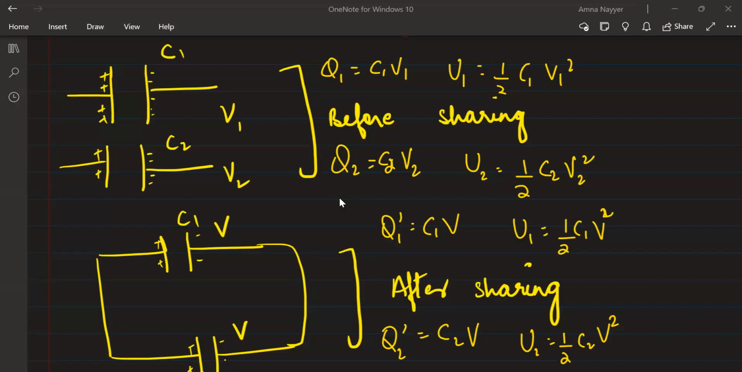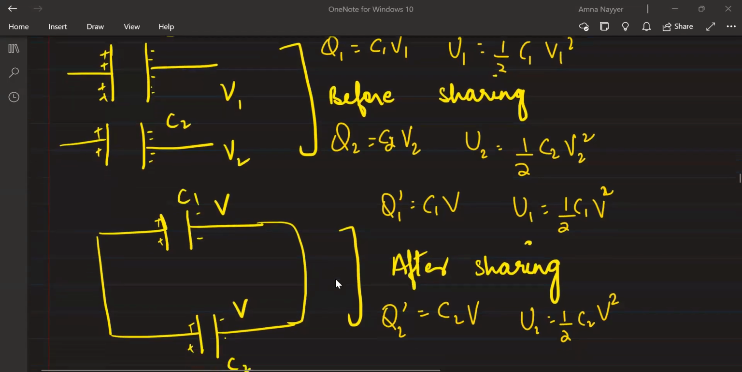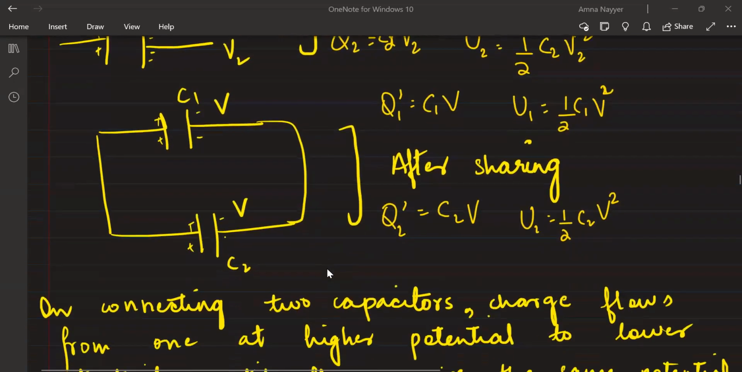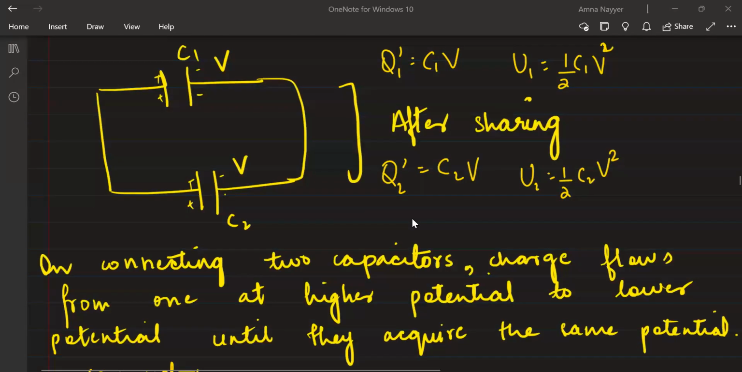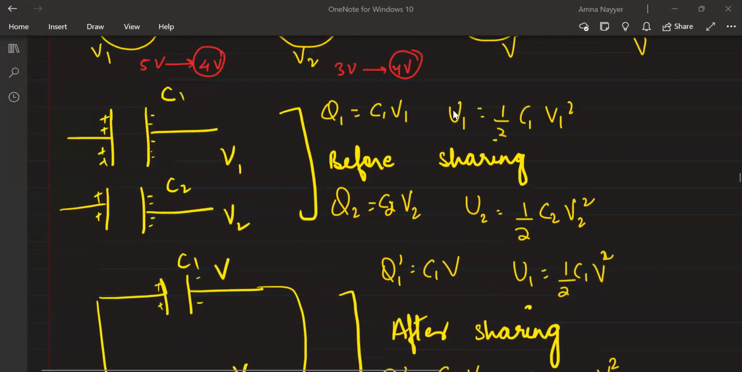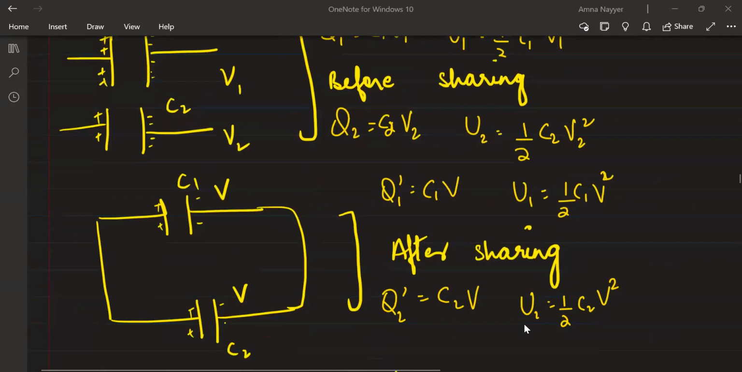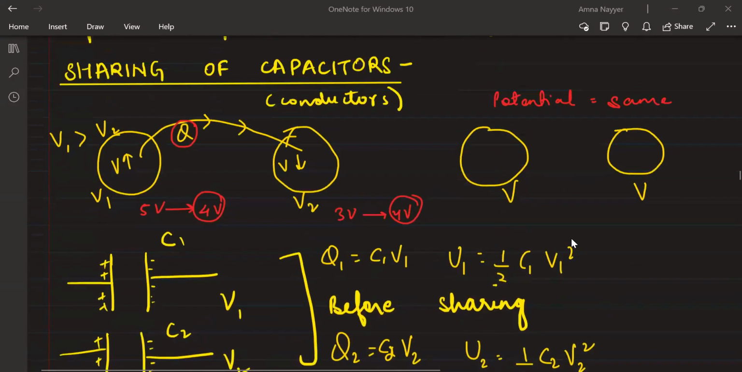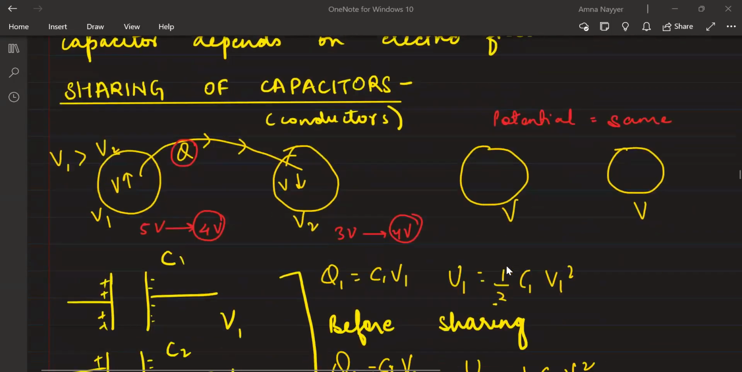Ma'am, what is Q1 dash? It means the new charge after sharing. So they are connected. Ma'am, what is the difference in U? First is 1 by 2 C1 V1 square and one is 1 by 2 C1 V square. Yes, the potential has changed. Now the potential is a common one, which has become the same now.